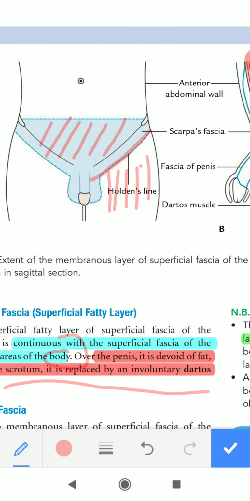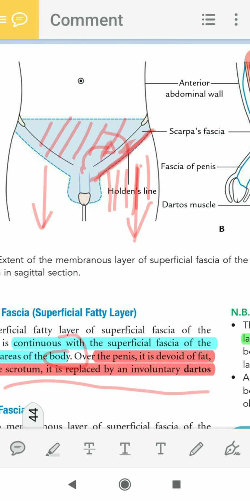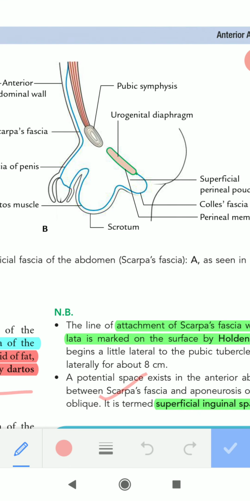So due to rupture of the urethra, if the urine comes out, it will go under Scarpa's fascia. But here at Holden's line, it will be obstructed. So the urine cannot go downwards to the thigh due to the attachment of Scarpa's fascia. And posteriorly, when the urethra ruptures, the urine will accumulate under Scarpa's fascia, in the scrotum, in the perineum, up to Colles' fascia.